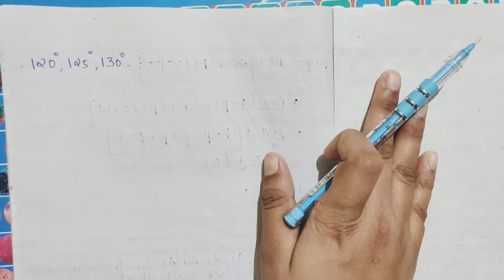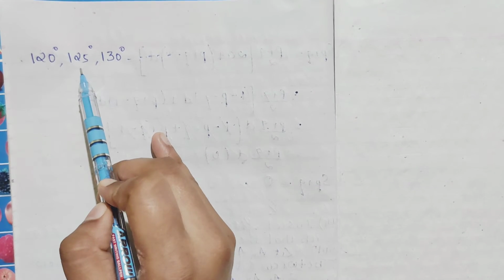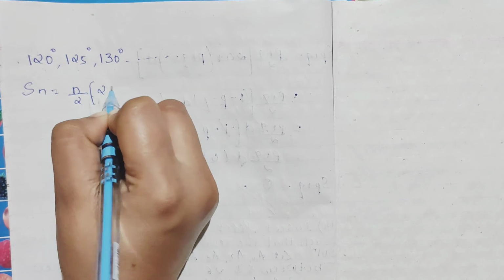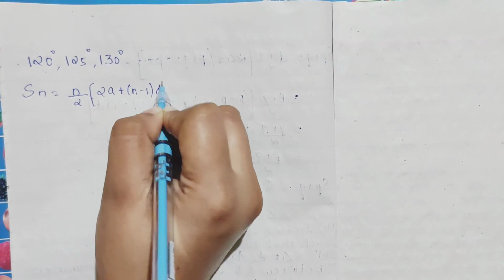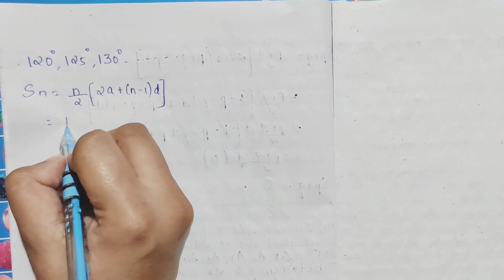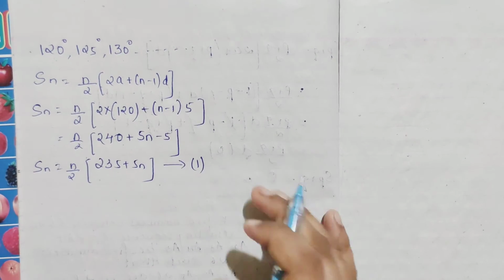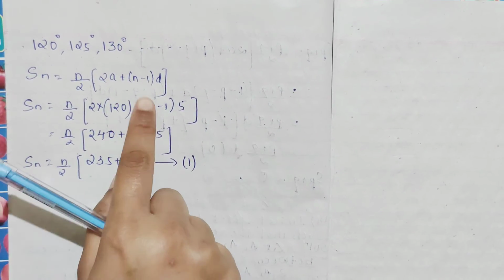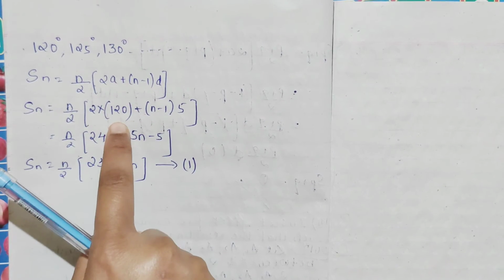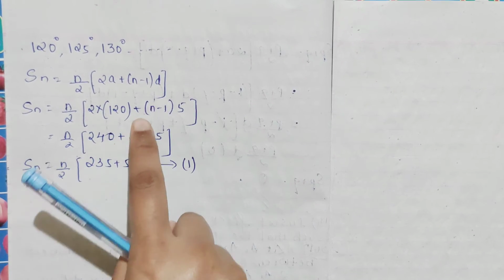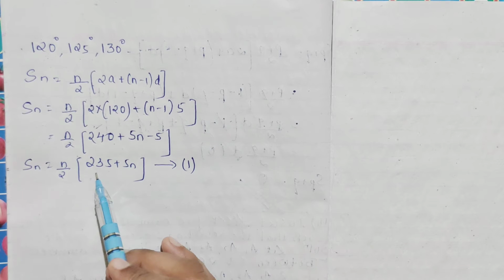So if your first angle is 120 degrees, that is the smallest angle, so obviously it is your first angle, 120 degrees. Next, the difference is 5, so 120 plus 5 is 125, 130, like this. So we'll find the sum first. Sum is N by 2, 2A plus N minus 1 D. We don't know N. A is 120. So Sn is equal to N by 2, 2A plus N minus 1 D. A we know is 120, D we know is 5. So 2 into 120 is 240, plus 5N minus 5. 240 minus 5 is 235 plus 5N.